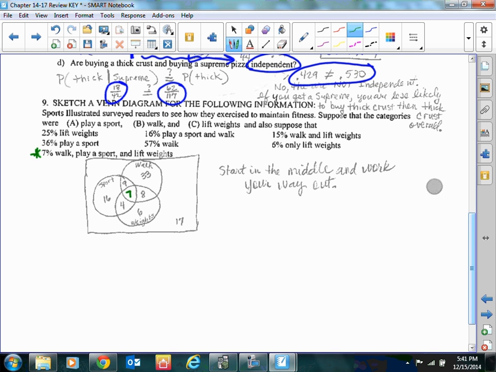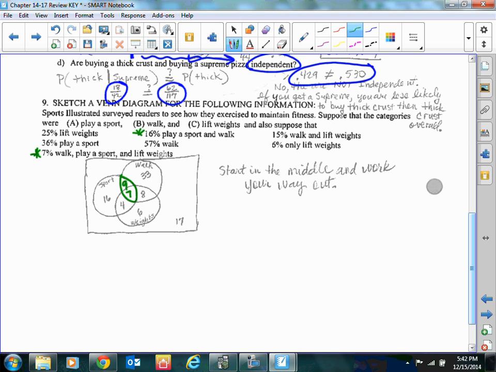All right, then I would go to ones that have 2 things. So I see here 16% play a sport and walk. Okay, so that means this little football region right here totals 16%, of which 7% is already in there. Therefore, the remaining is 9.